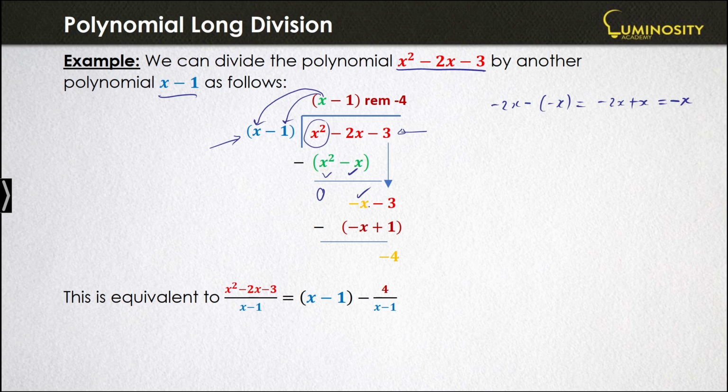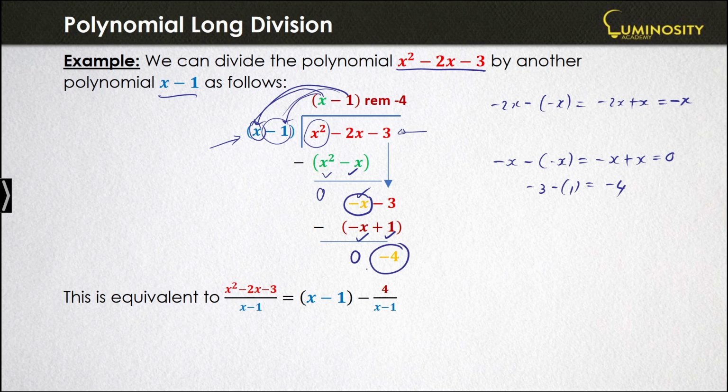What do I need to multiply to get rid of this negative x? Well, x I can multiply by negative 1, so that'll give me negative x. And then negative 1 times that negative 1 gives me positive 1. So negative x minus negative x is the same thing as saying negative x plus x, which is 0. And then I have negative 3 minus 1, which is negative 4. So we've arrived at a constant number, so that degree is less than that polynomial degree there, which is 1. So therefore the remainder is negative 4.